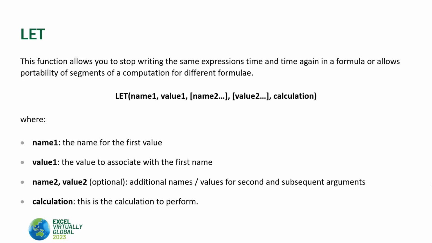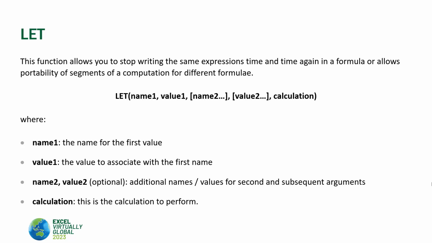Now, to use the let function, you must define pairs of names and associated values, and then a calculation that uses them all as the final argument. And at least one name or value pair must be defined. It has the following syntax to operate. Let, open bracket, name1, comma, value1, and then you could have more pairs of names and values, and so on, and it ends in calculation.